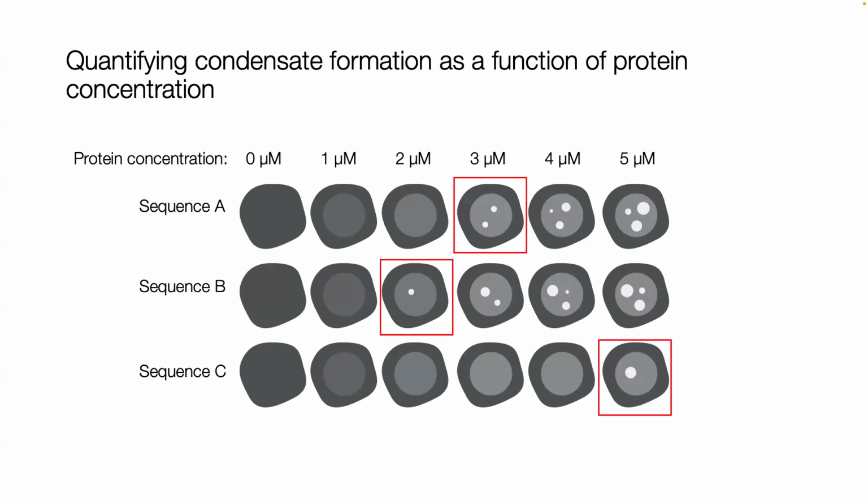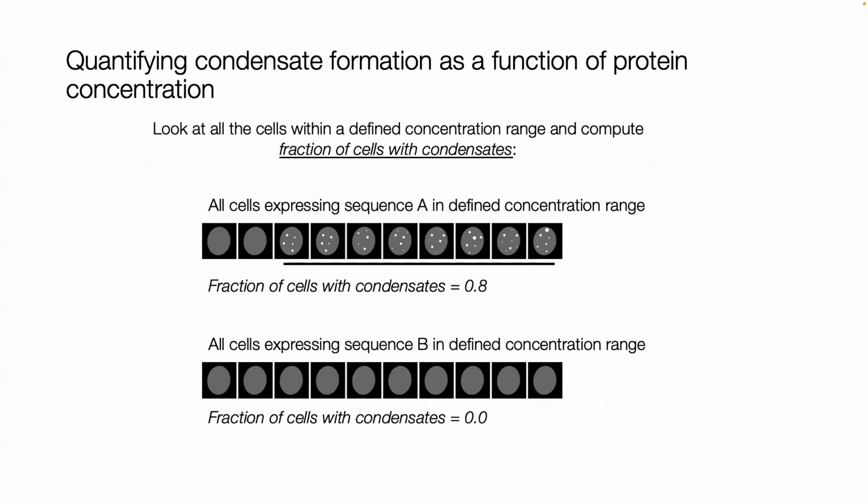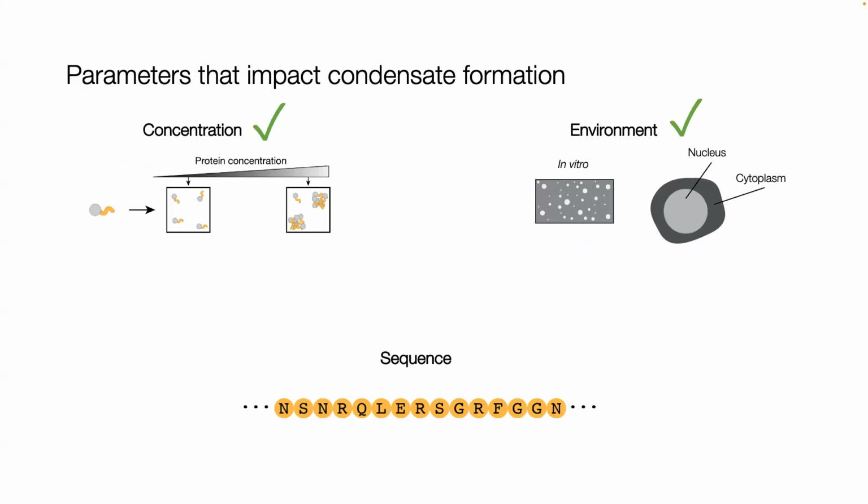Or what we can do is we can look across our entire population of cells, and we can look just at the cells within a defined concentration range. And then within that defined concentration range, we can compute the fraction of cells that contain condensates. These are obviously highly related metrics, but this one is a little bit more scalable than the first one. And so this is the metric I'll use. Okay, so indeed, we have a method that controls for concentration and environment and enables us now to look specifically at the sequence determinants of condensate formation.